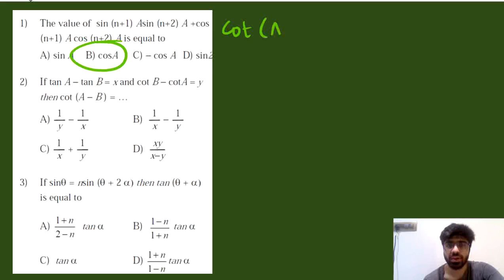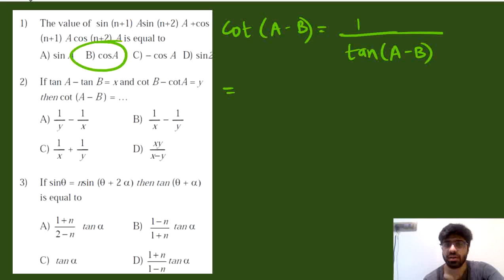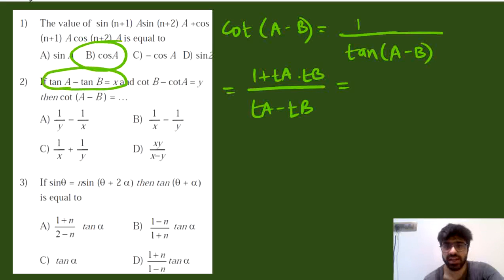You need to understand that cot of (A minus B) is the reciprocal of tan(A minus B). And tan(A minus B) is tan A minus tan B divided by 1 plus tan A tan B. So that 1 plus tan A tan B goes in the numerator. So tan A minus tan B is already x, the denominator is already given to us as x. What about the numerator? 1 plus, we don't know what tan A tan B is. We might get it from here.